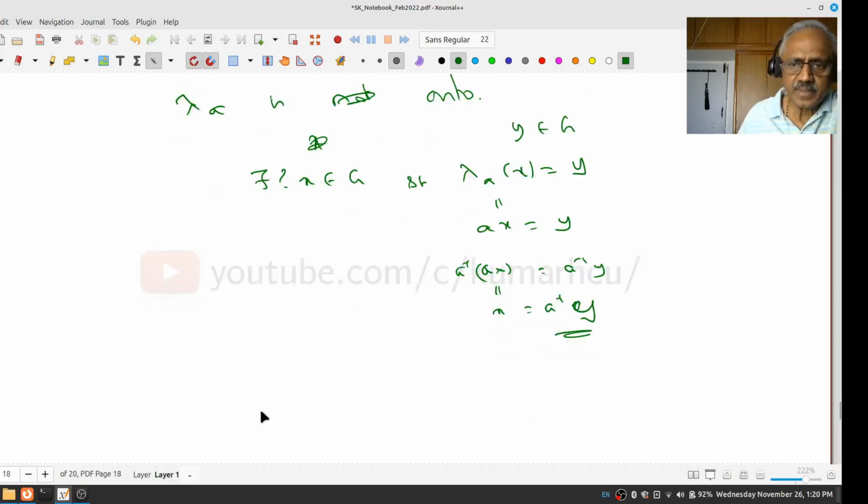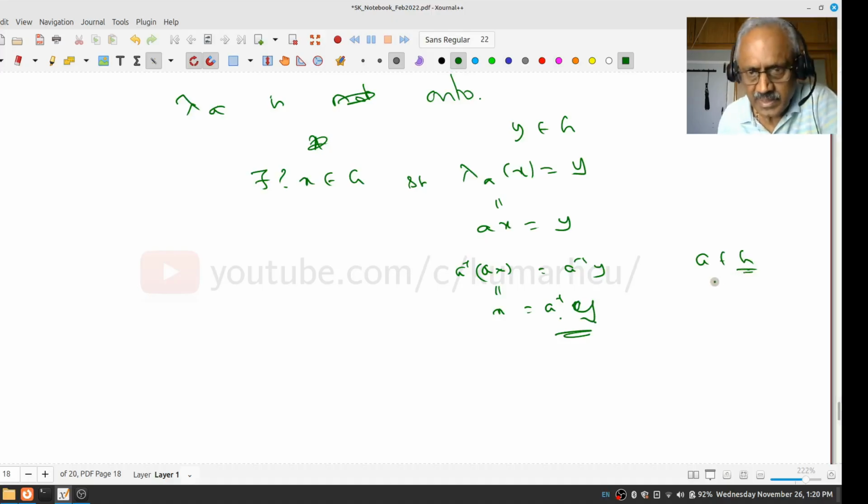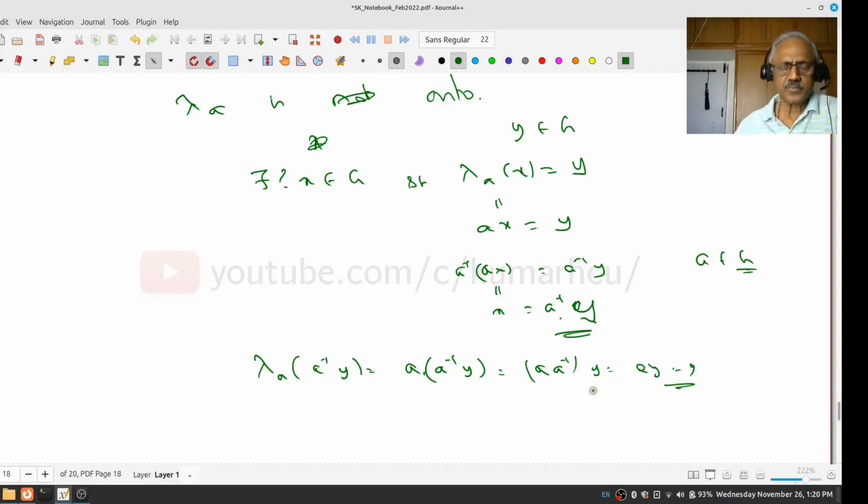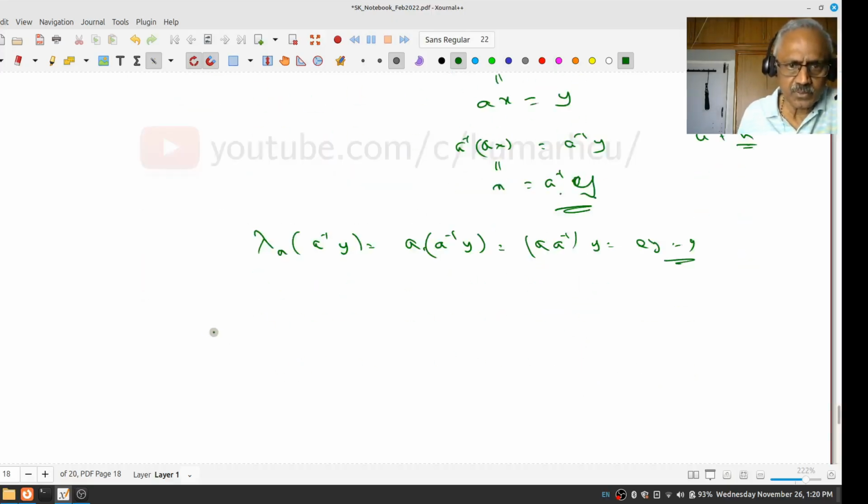Remember, A is a group element, therefore A inverse is a group element, Y is a group element, the product is a group element, they all live in G. You understand that? Therefore X is an element of G. Now just to multiply this, lambda A of A inverse Y, by definition is A into A inverse Y, but that is A A inverse of Y, but that is EY, which is Y. Therefore the lambda map is onto.